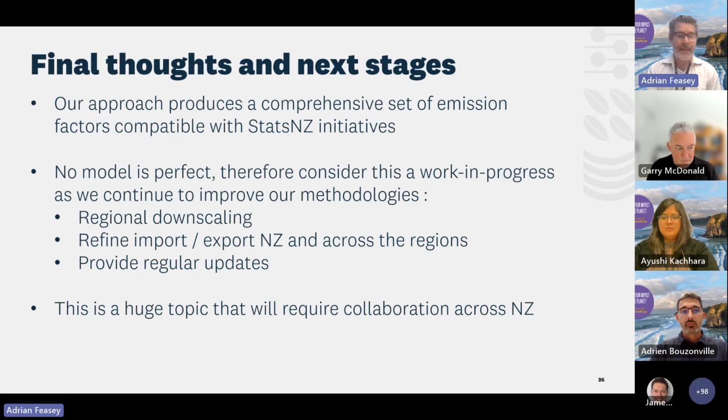And I guess just lastly, this is obviously a huge topic, and today's attendance suggests it has broad appeal, if you can say that about consumption emission intensities and factors. We look forward to collaborating with others in this space. So thank you very much.